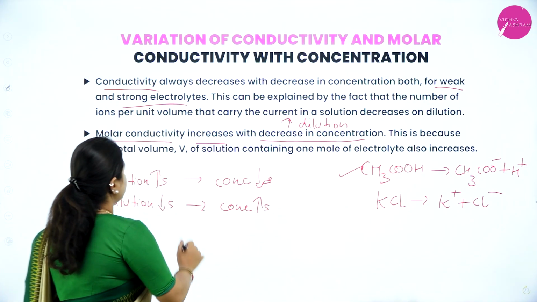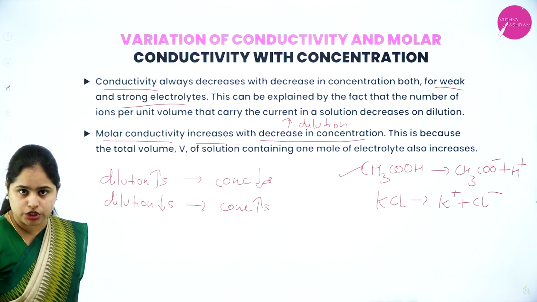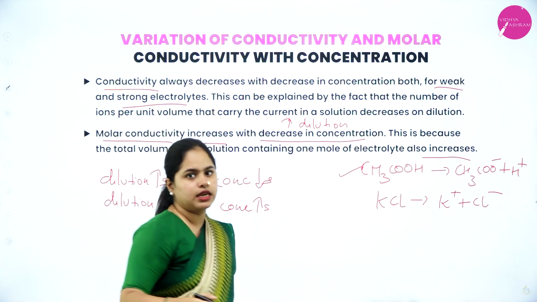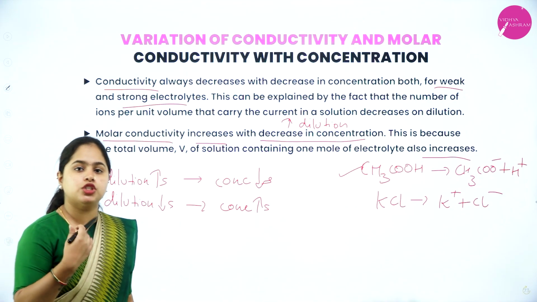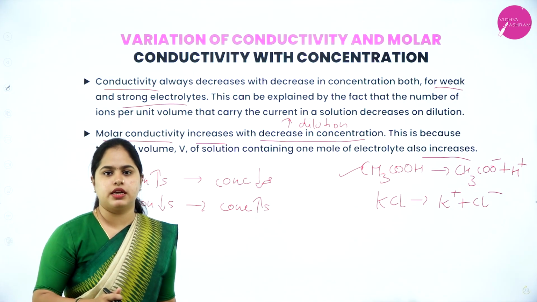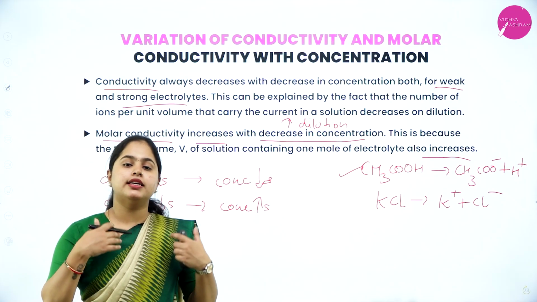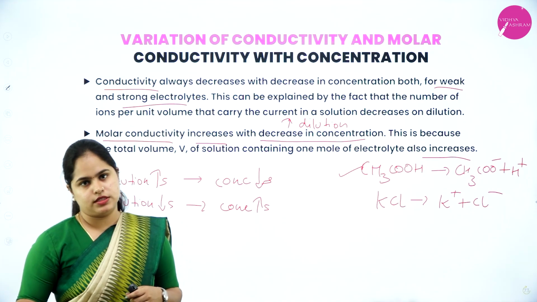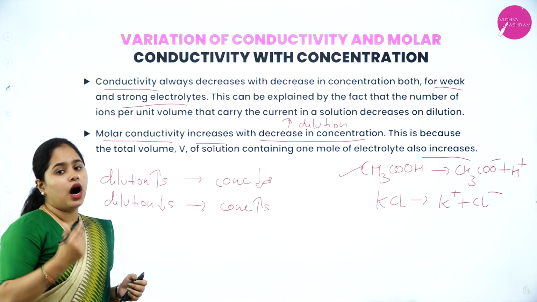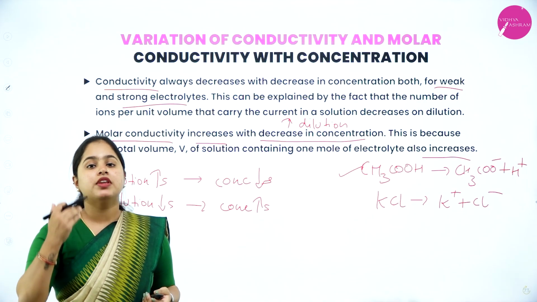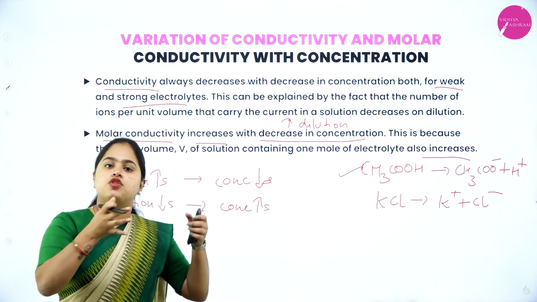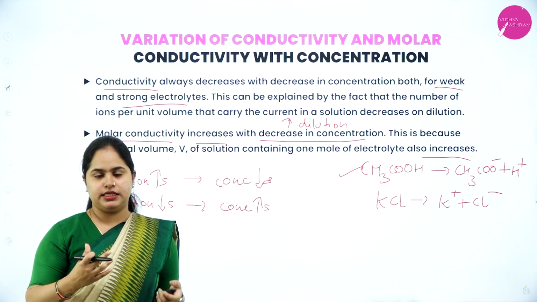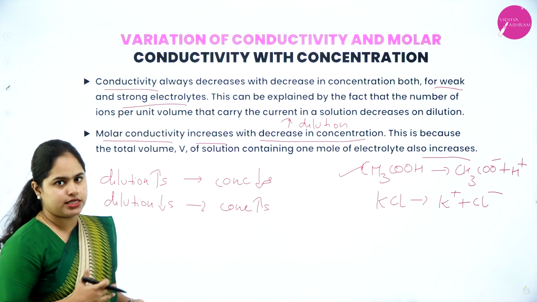This is because the total volume of the solution containing 1 mole of electrolyte also increases, right? We are increasing the dilution, which means the volume is also increasing. So molar conductivity increases with increase in dilution or decrease in concentration. Now let us see how molar conductivity varies in the case of a weak electrolyte and strong electrolyte, what the reason behind it is, and what the graph is. All that we will study now.